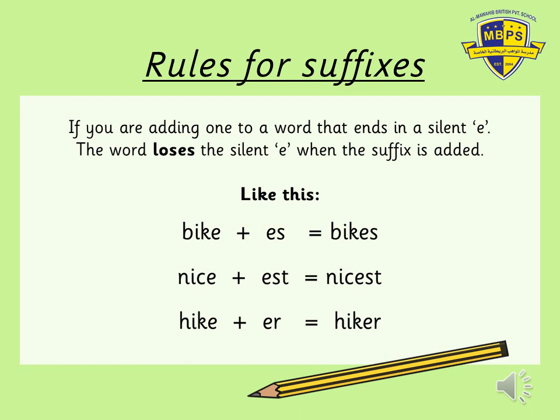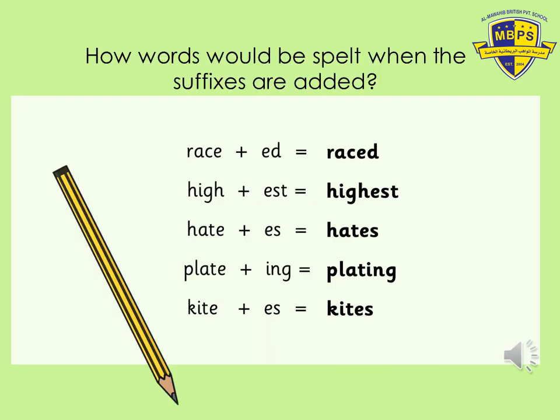So bike after adding the suffix es would be bikes. Nice after adding the suffix est would be nicest. Hike after adding the suffix er would be hiker. You can see we have removed the silent E of bike, nice and hike. So using this rule, these words would be spelled out in this way.